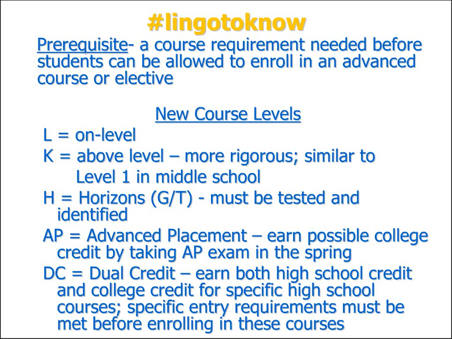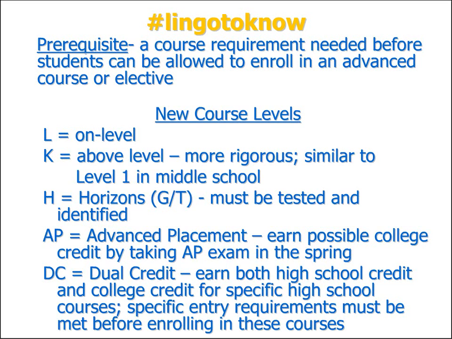The next terms that we need to discuss for our lingo to know will be about the new course levels. Now, the first level is called L, or on level. K is above level, and that's where we have our more rigorous classes, and it's similar to what you remember to be level 1 while you're in middle school. The H is Horizons, or our gifted and talented students. Students who take these courses must be tested and identified for the Horizons program in order to take these courses.